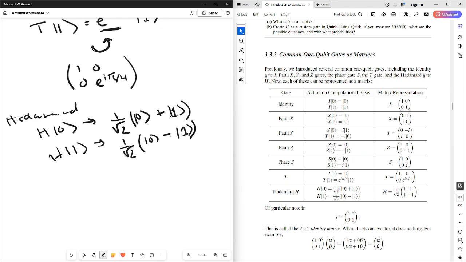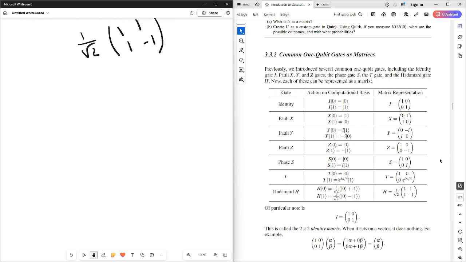So here, the amplitude for state 1 is maintained, but we have this global scaling factor. But with the Hadamard applied to state 1, we are applying a -1 multiplier to the amplitude for state 1. Matrix form: 1 over square root of 2, times 1, 1, 1, -1. Perfect. So let's use some of these in action with some example problems.